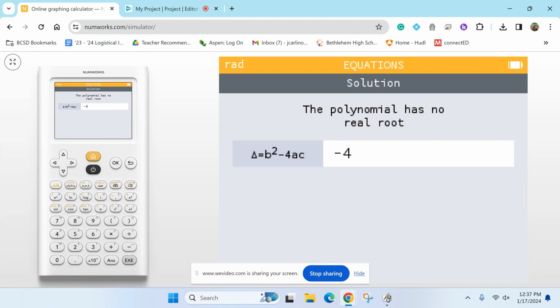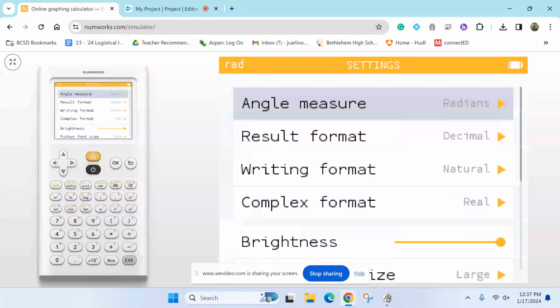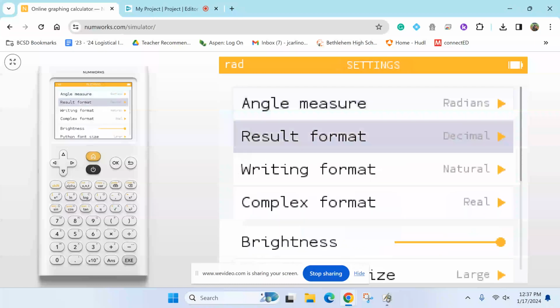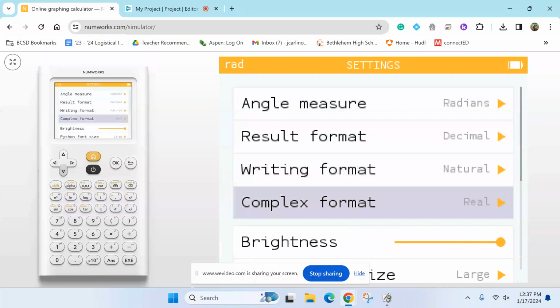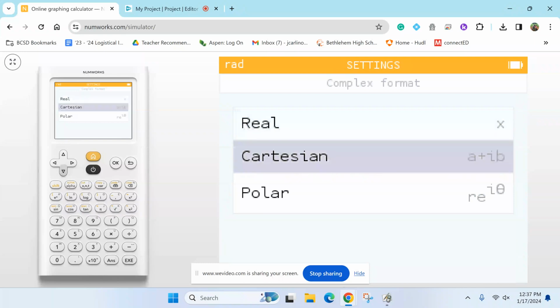I just learned this today from another teacher. So if we see this, it's got no real root, but we still want the solutions. Go to settings. We all know where that is, correct? Go to settings. Everyone see down here, complex format? Well, we know it's got to be in a plus bi form because they told us it's no real roots. So in settings, we go to complex format, enter, and now we want a plus bi.